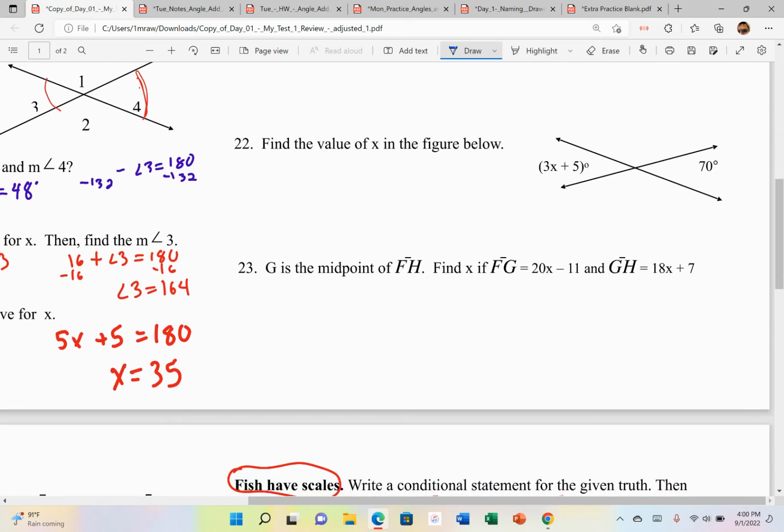On number 22, we have these two angles here. They're across from each other. What's the relationship with those two angles? There are only two relationships. Verticals, right? Since these angles are vertical angles, they are equal. So 3x plus 5 equals 70. Solving for x, subtract 5, you get 3x equals 65. And x is going to give you a decimal. 65 divided by 3 is going to be 21 and 2/3.